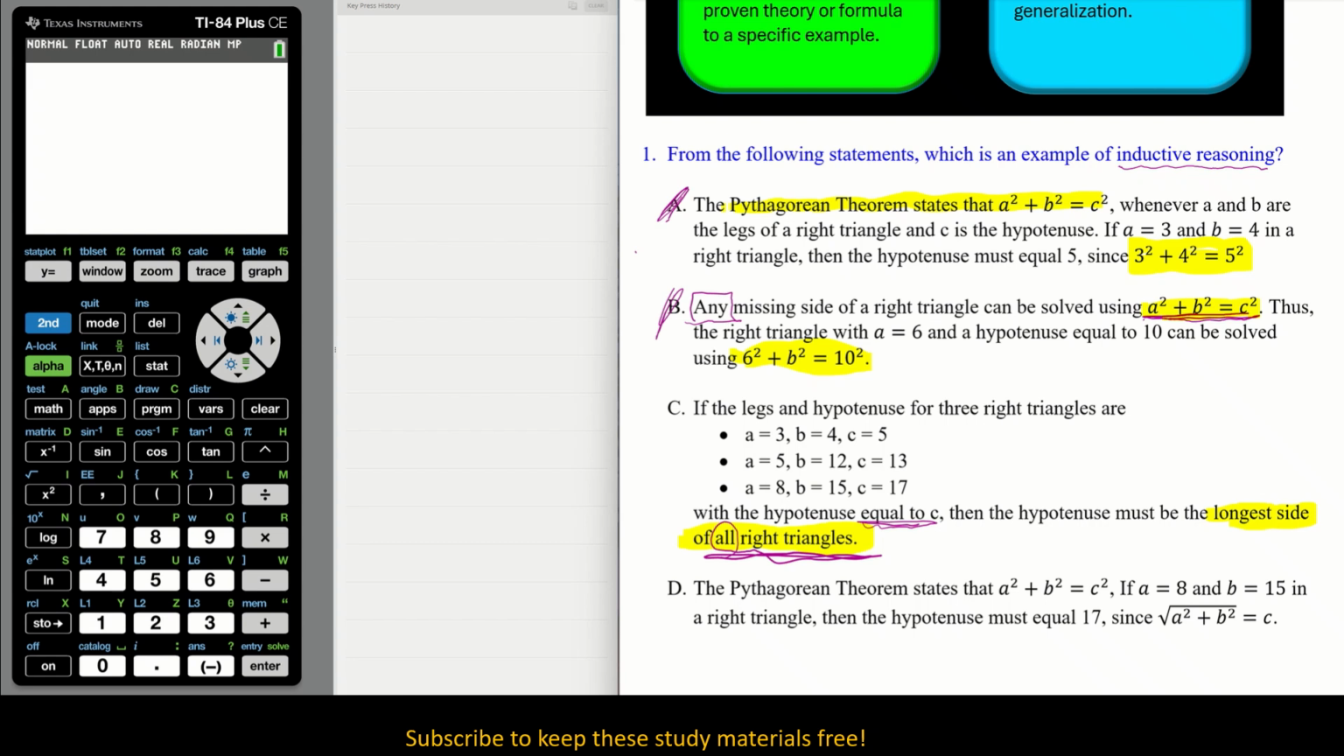There's a generality. I'm saying that is called inductive reasoning. But double check on D. All right, we're going to double check. They are saying that this looks familiar. The Pythagorean theorem is stated as, well, those are general letters. It's not specific numbers. Then it says if A is 8 and B is 15 and in a right triangle, then the hypotenuse must be, well, that is an example where it looks like they calculated it.